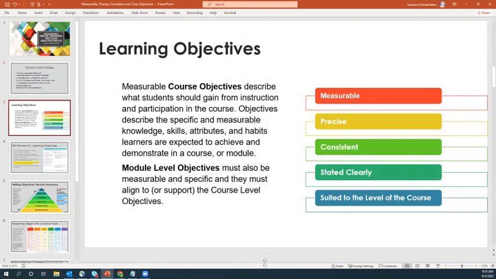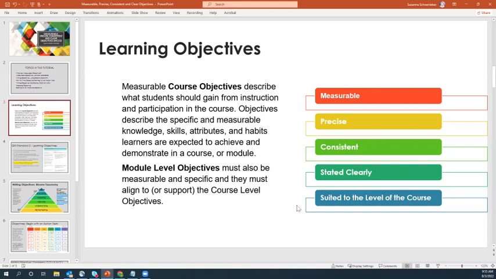Learning objectives, what are they? So here on the slide, I have the full definition, and it really delineates that course level objectives are key things that students are going to gain from the course. What are they going to walk away knowing? What skills, what habits, what attributes? And module level objectives, just like course level objectives, need to be specific, measurable, precise, consistent, stated clearly, and suited to the level of the course.